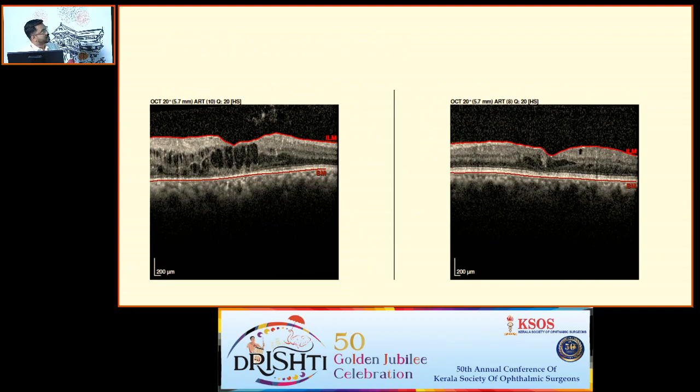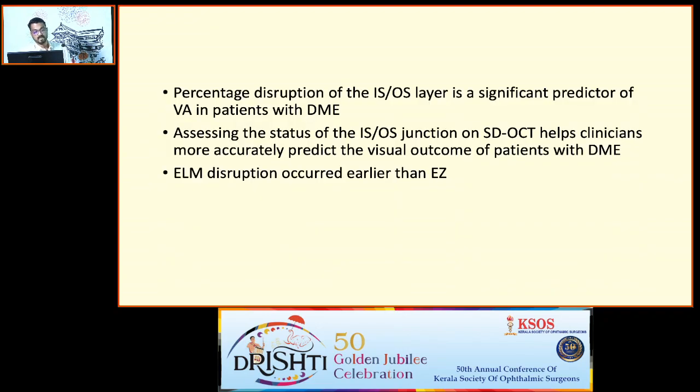So here you can see external limiting membrane is lost. In this case, there is a patchy loss subfoveally. Here in this case, you can see there is an extensive loss at the fovea. Both ELM and ellipsoid zone are lost. So these carry a poor visual prognosis. Percentage of disruption is a significant predictor of visual acuity in patients with DME.